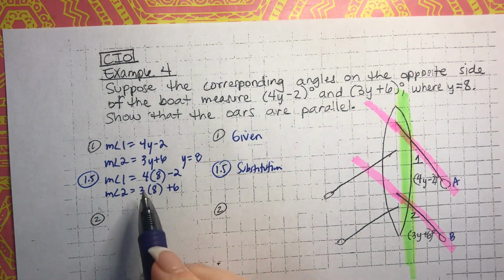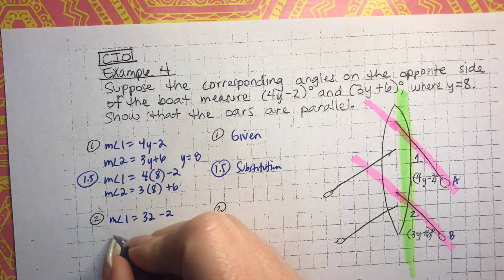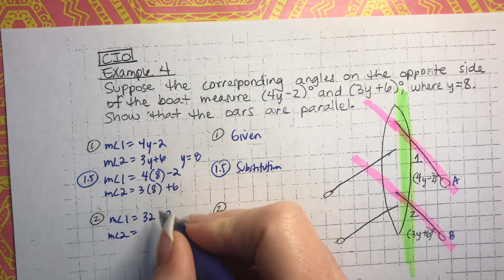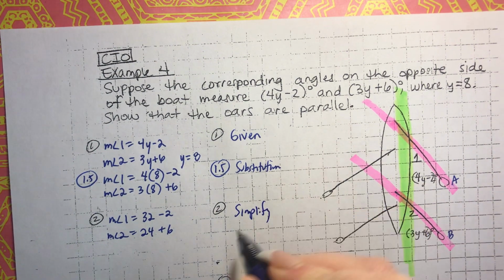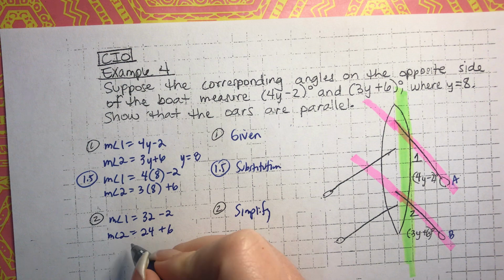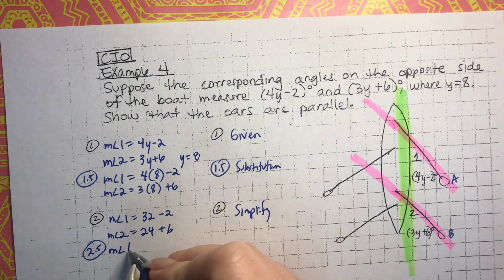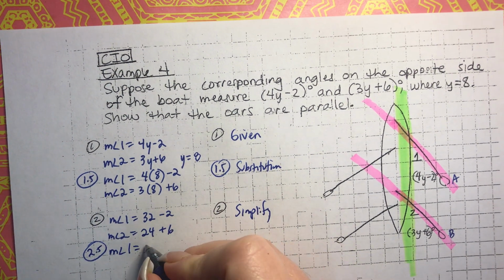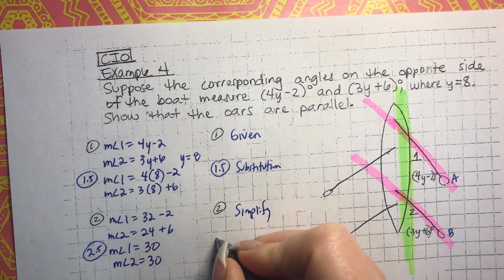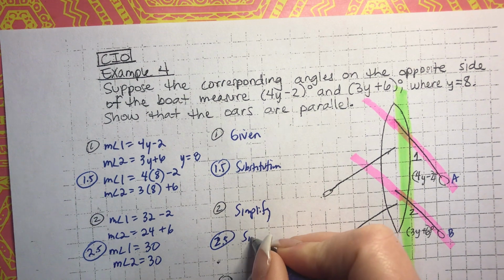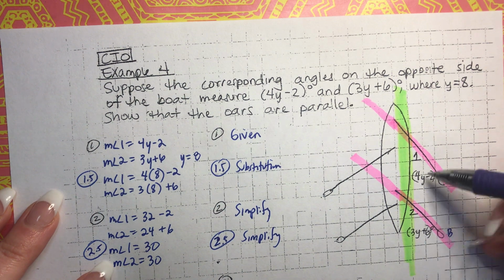And then we're just going to simplify. So measure of angle 1 is equal to 4 times 8, which is 32, minus 2. Measure of angle 2 is equal to 3 times 8, which is 24, plus 6. That's just called simplifying. And then we just do it again. I'll call this 2.5. Measure of angle 1 is 32 minus 2, which is 30, and measure of angle 2 is 24 plus 6, which is 30. We just simplified again. Okay, and you can see they are actually equal to each other, which is awesome.